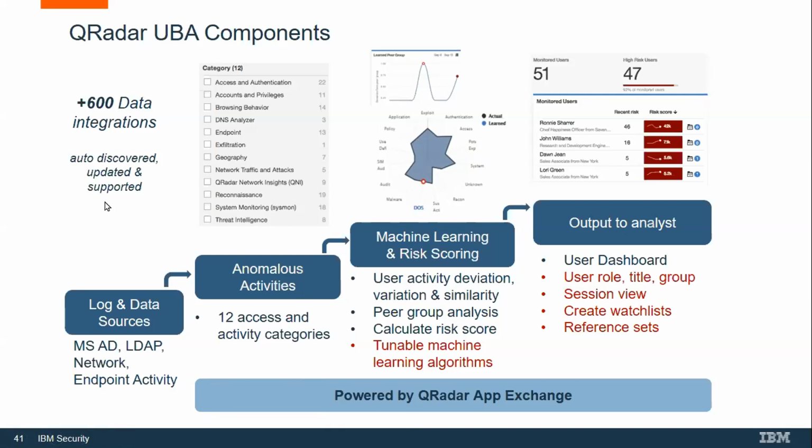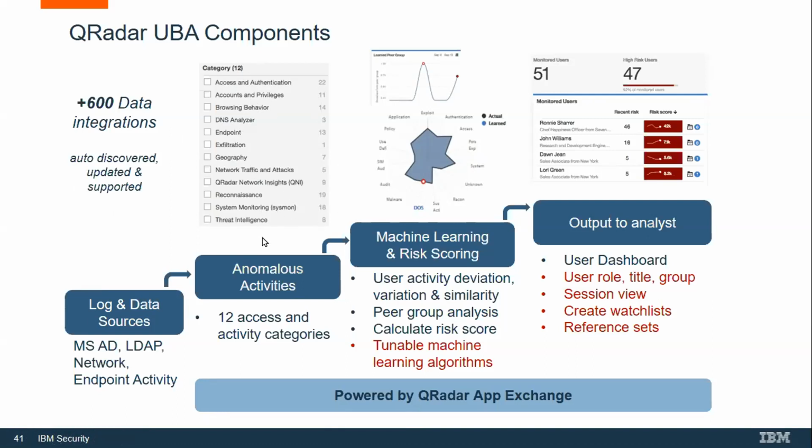Inside of my UBA environment, I want to be able to track. Remember, we want to instrument and categorize. So here's a listing of the categories that UBA is going to put all of this log and data source information into. Is that a browsing behavior? Is that accounts? Is that access? Was that reconnaissance? Is that data exfiltration? It puts it into these categories for us to be able to understand.